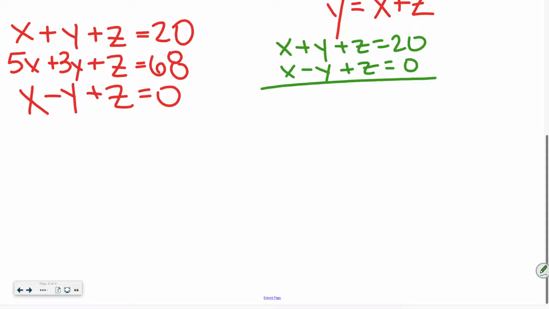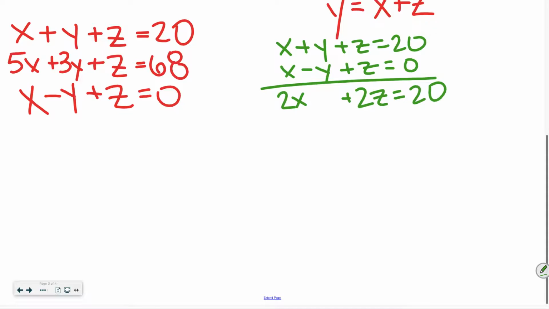Yes, you're still going to have to do elimination a second time, though, but you could. That would be fine. Would that be easier? I think it would be about the same amount of work, but if you want to do it and compare it, I will let you do it. Okay. So we have 2x plus 2z equals 20.